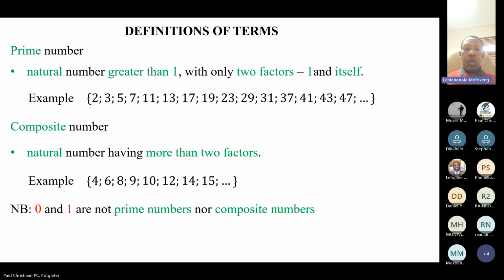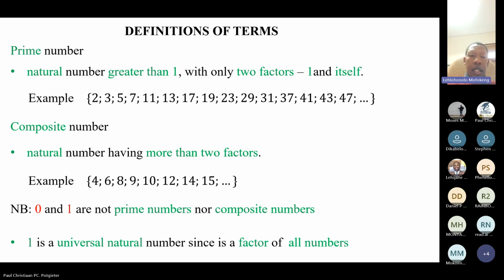And then we have the situation whereby we have to classify 0 and 1. As the explanation was clear to say a prime number must have two factors, 0 is not a prime number. 1 is also not a prime number because it is having only one factor, which is 1. 1 is a universal number because it is a factor of all the numbers.